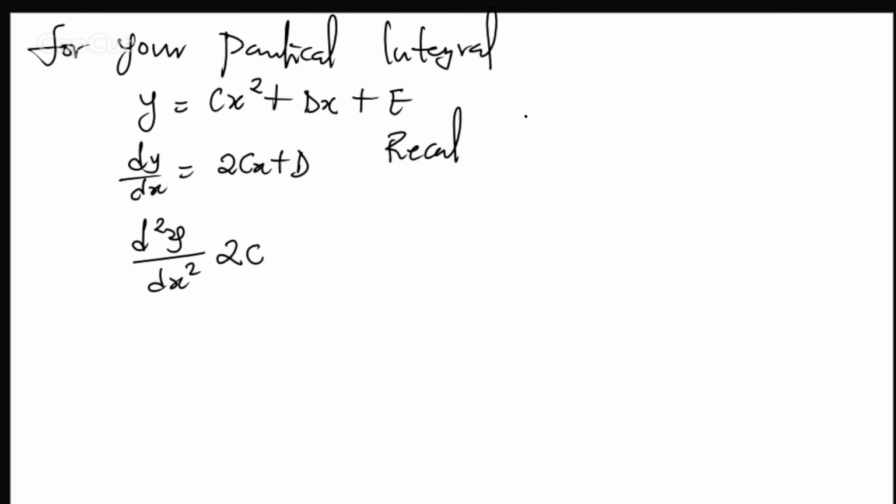But recall that we were given our given equation. Our given equation was what? d square y over dx square minus 5 dy over dx plus 6y, and this is equal to x square. So anywhere you see dy over dx, you are inputting 2Cx plus D. Are we together?